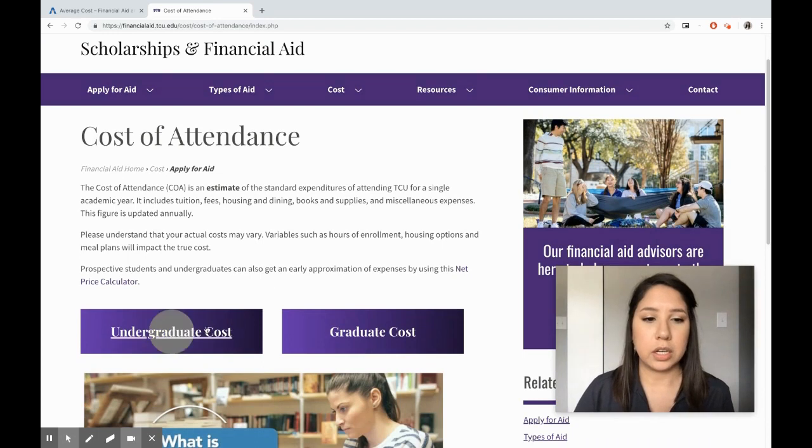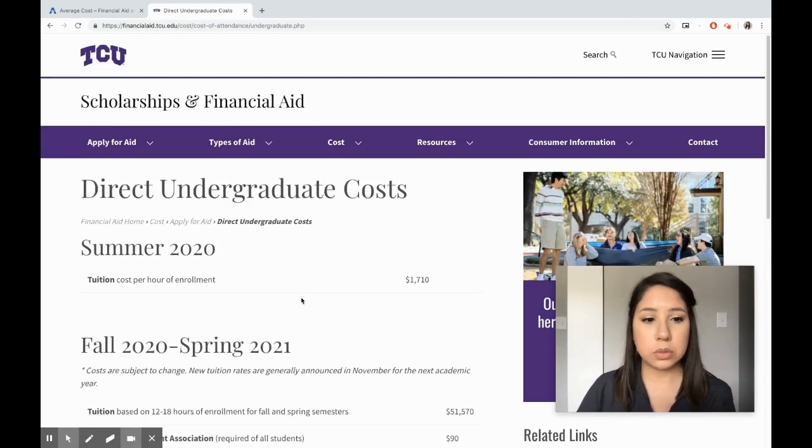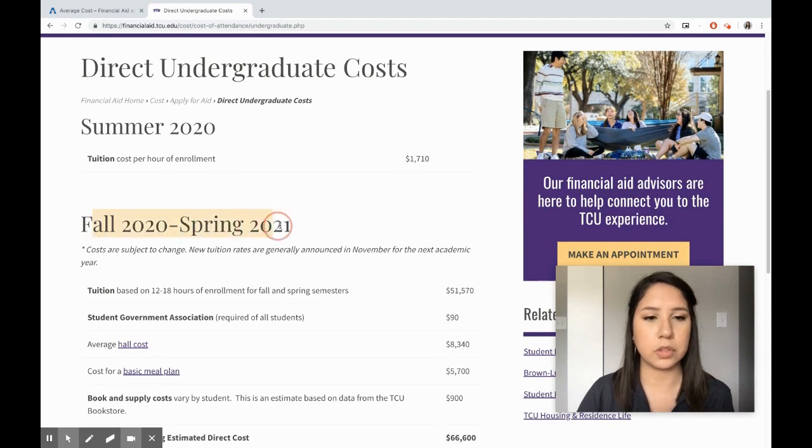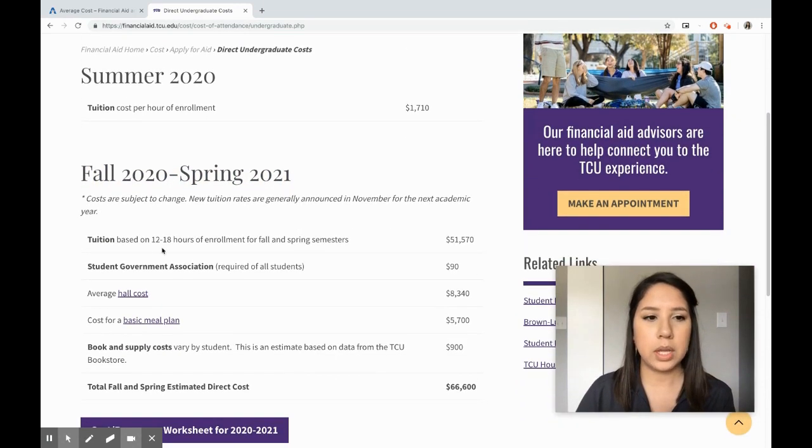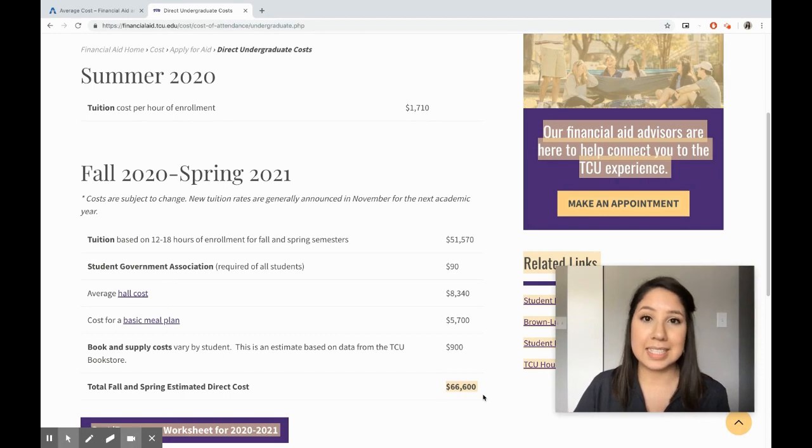We also have TCU here in the corner. So we're going to look at their undergraduate costs as well, so you can see what a private school looks like. And here it is for the fall of 2020, spring of 2021. Again, tuition, SGA fees, just an added fee on there, hall costs, so that's your dorm, meal plan, books and supplies, and that is approximately $66,600. So it is going to be more than what it costs at UTA. While again, UTA is a public school and TCU is a private school. Private schools do tend to cost more, so just keep those in mind too when you're looking at cost of attendance for different colleges.